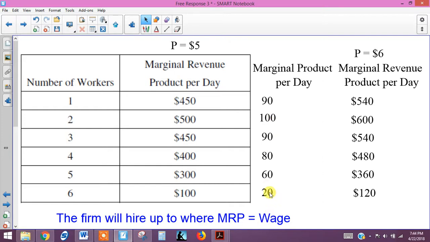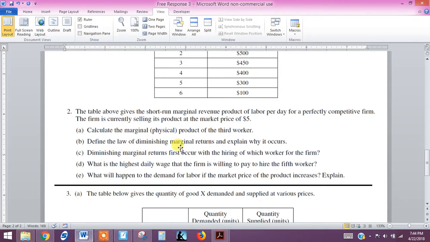And then the sixth worker, by that time things were so crowded and there were so few tools and machines, there wasn't a lot for him to do. So he was only able to produce 20 units. Okay, so I think that answers the law of diminishing marginal returns and why it occurs.